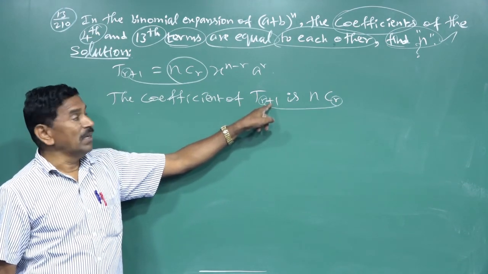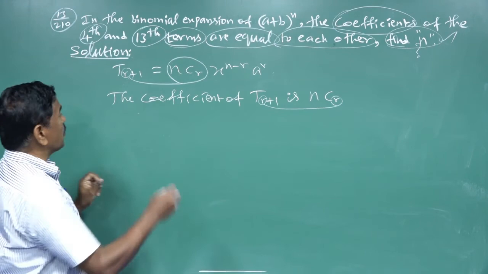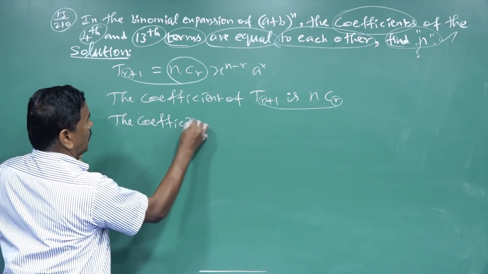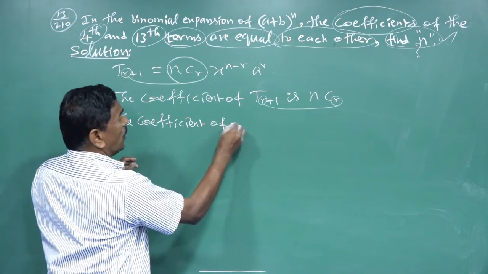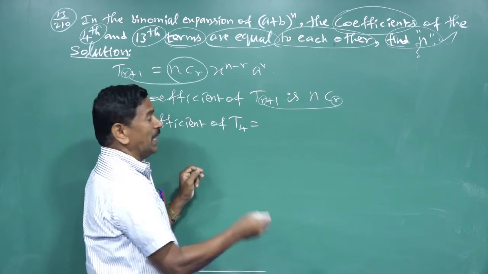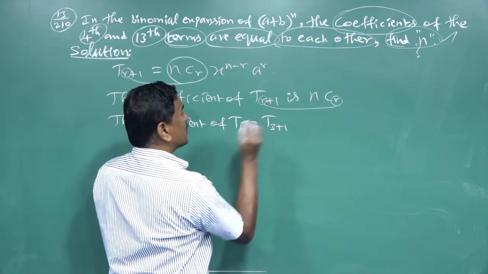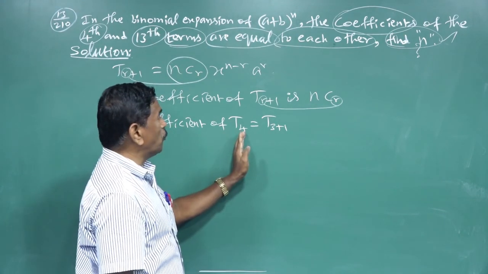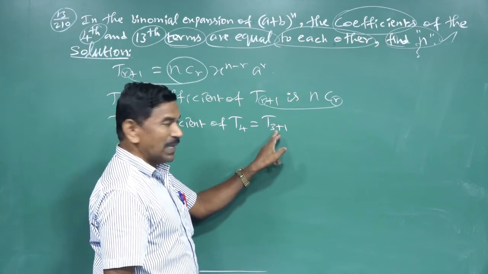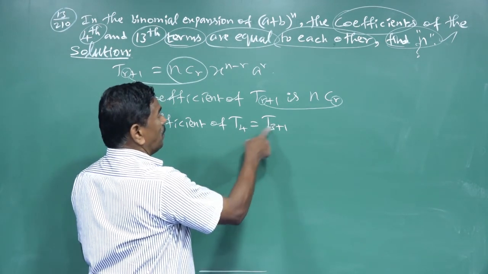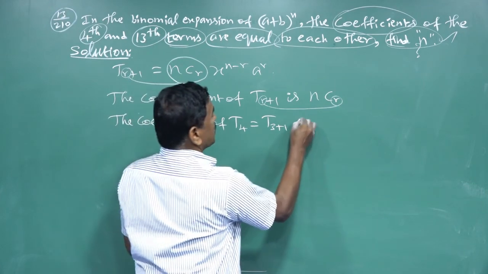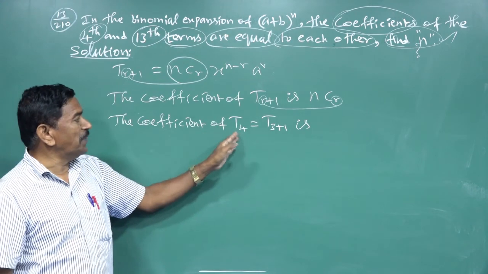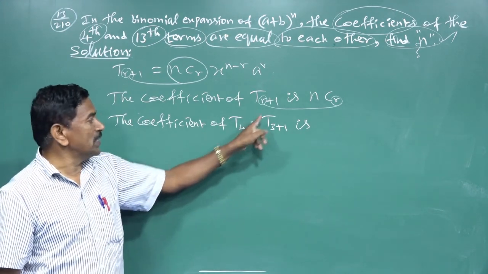Similarly, the coefficient of the fourth term, that means T4. T4 can be rewritten as T(3+1). Here it is r plus 1, here 3 plus 1. So the coefficient of T4 is the coefficient of T(3+1).